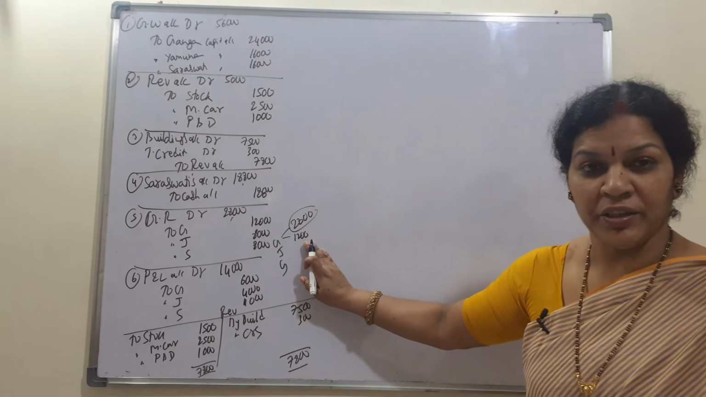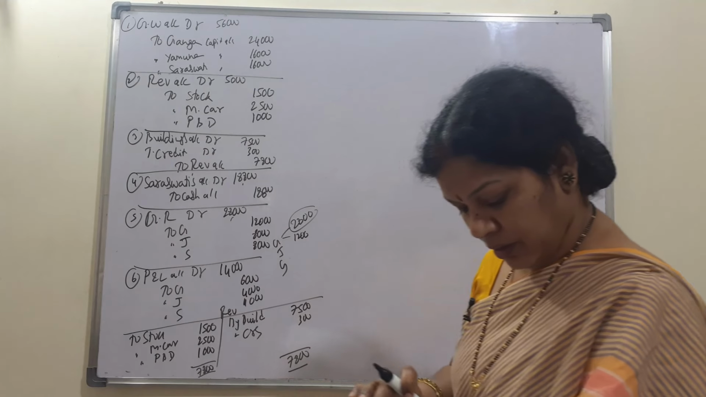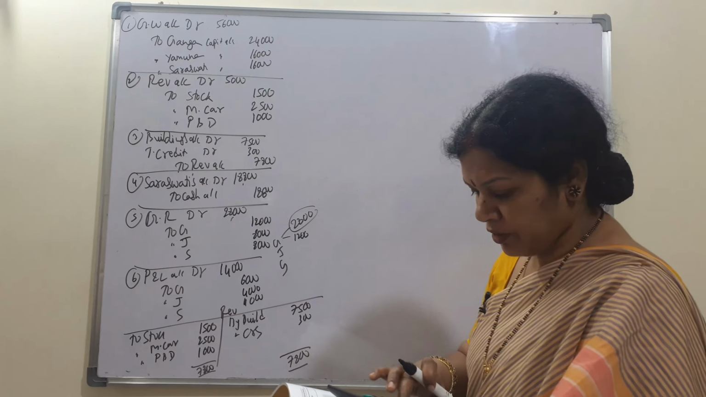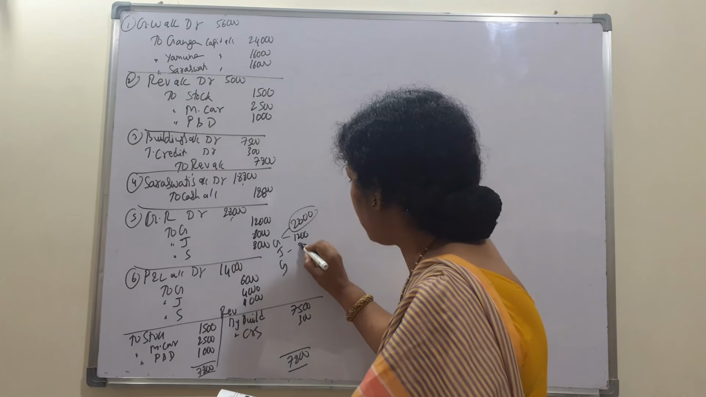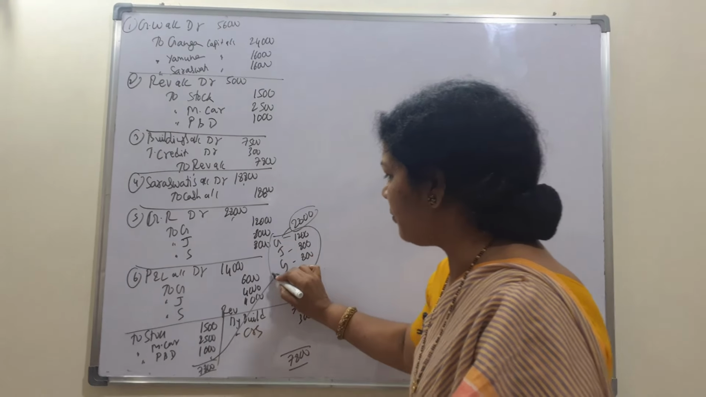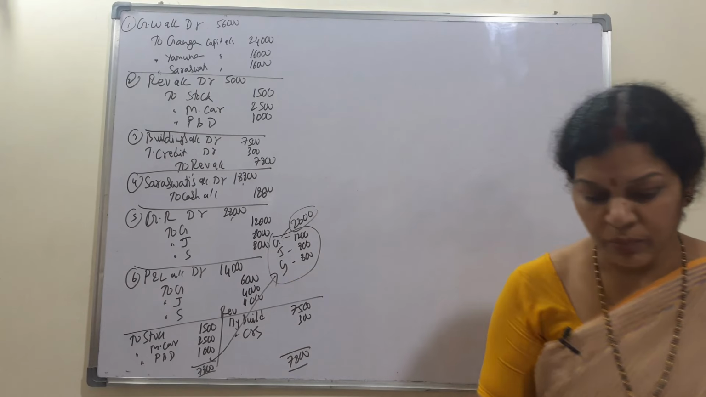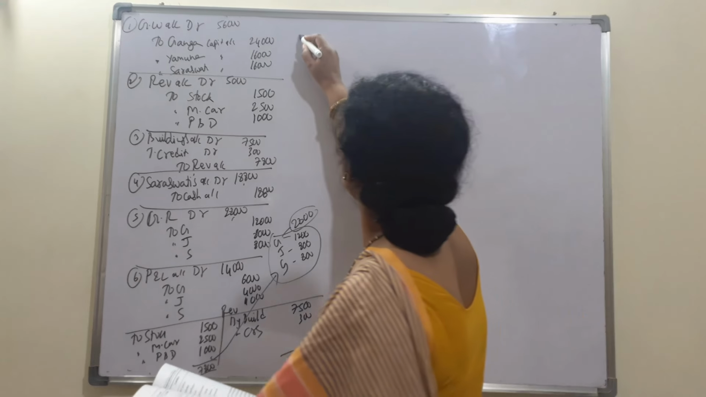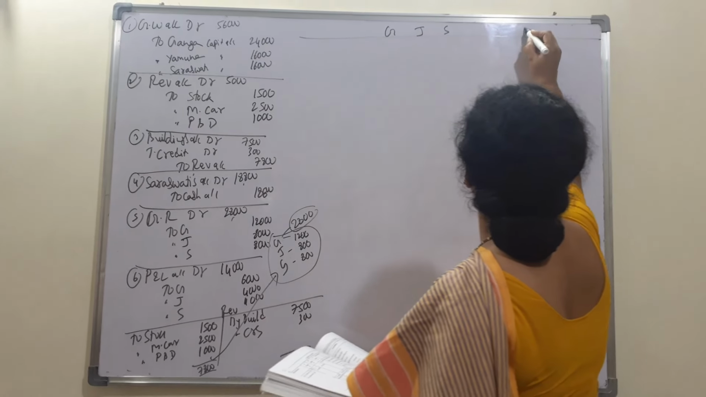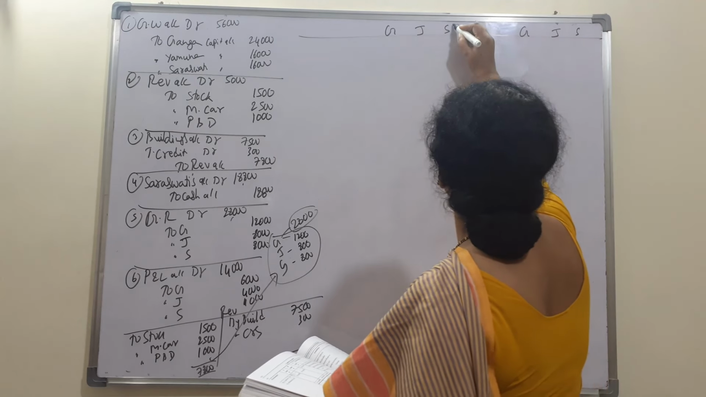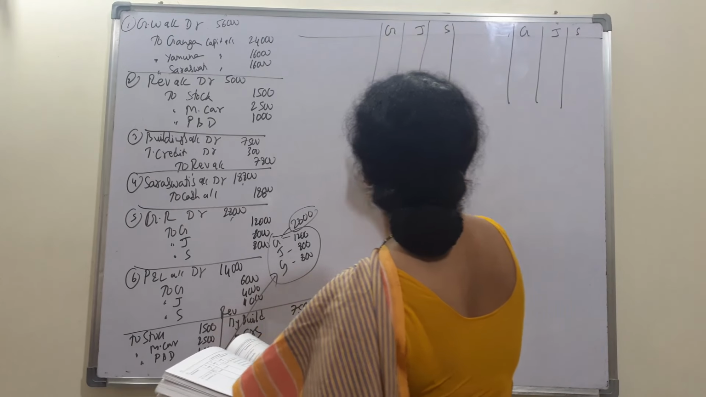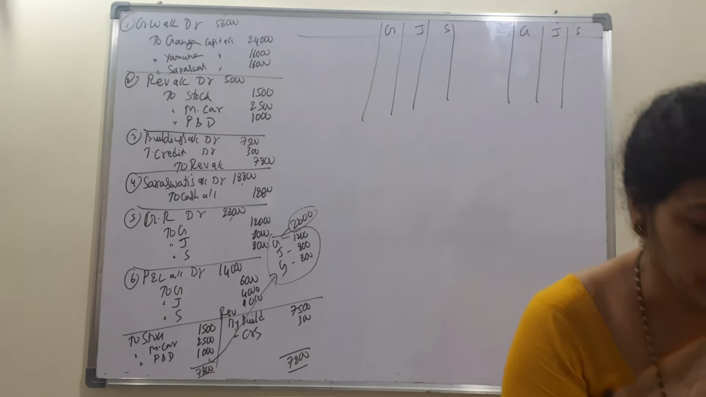There is no place I am writing here, okay. 1,200 and also 2,800 into 2 divided by 7. It is 800, 800. So this is the profit. And next we will open capital accounts. Ganga, Jamuna, Saraswati. Ink is over, I will use blue pen.